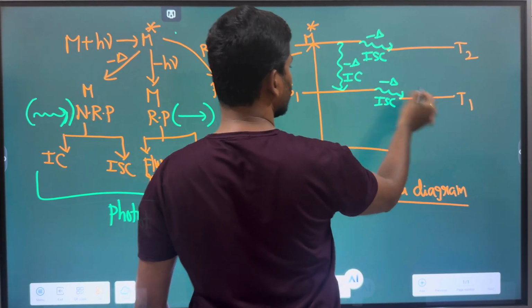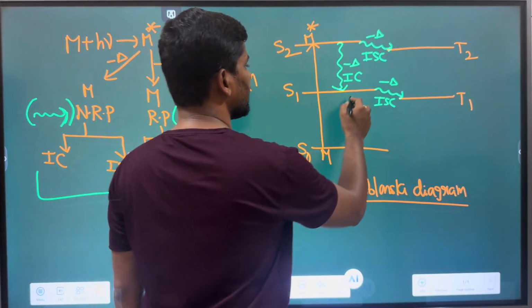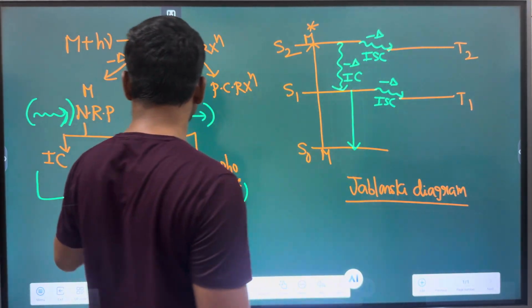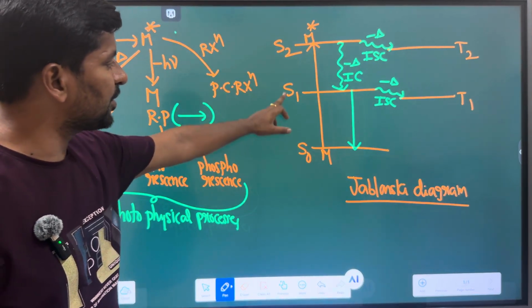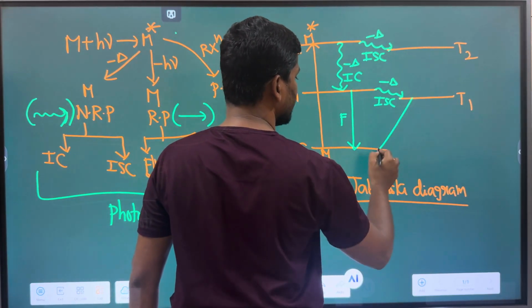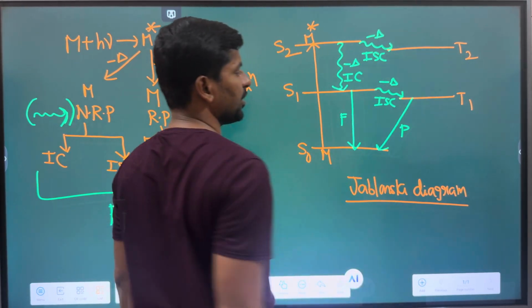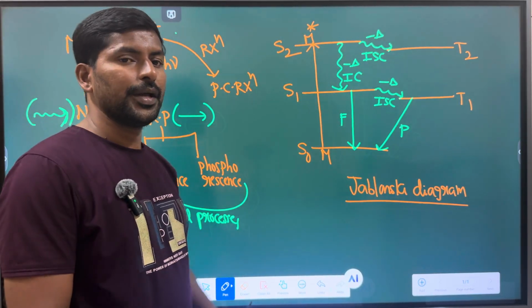In intersystem crossing, the spin multiplicity changes, from singlet to triplet. Next, a straight arrow means a radiative process. In between the same states, it is called fluorescence, and in between different states, it is called phosphorescence.